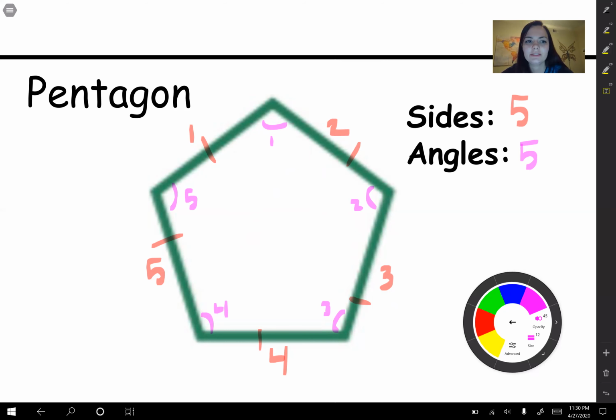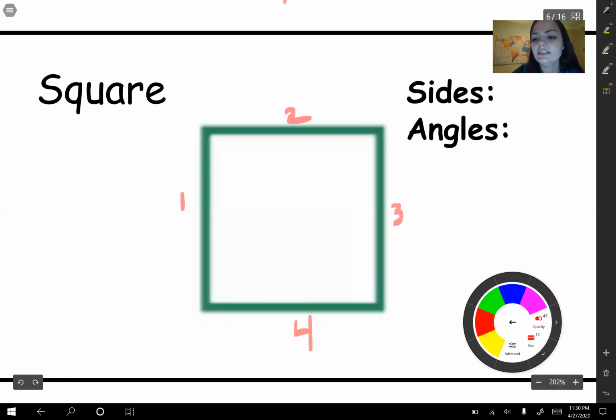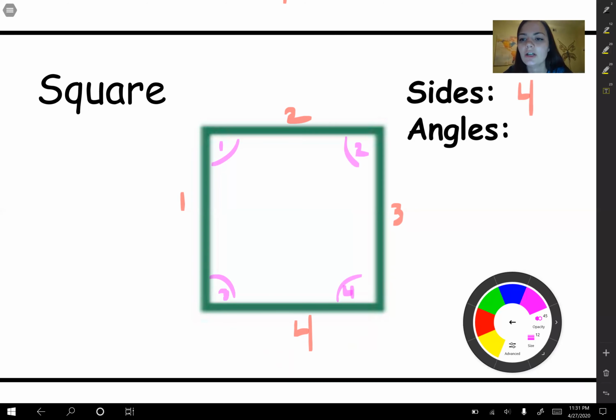Now we have a square. 1, 2, 3, 4. So there are 4 sides, and how many angles? 1, 2, 3, 4. I'm also going to draw that right there so that you know what part of the shape I am talking about. So 4 is square. 4 sides, 4 angles, and 4 vertices, if we remember me saying that.